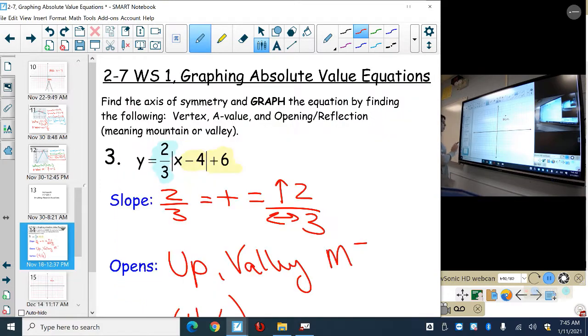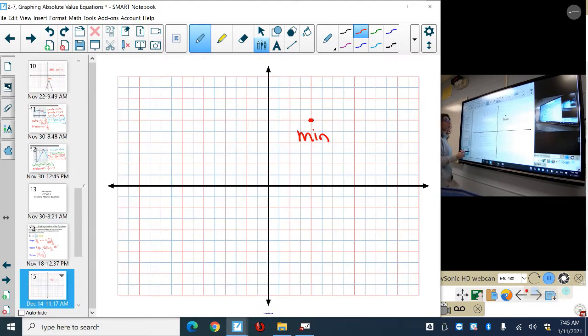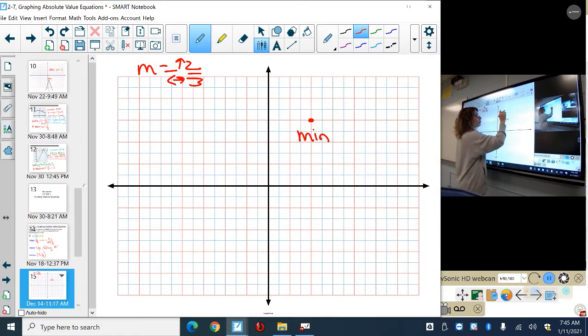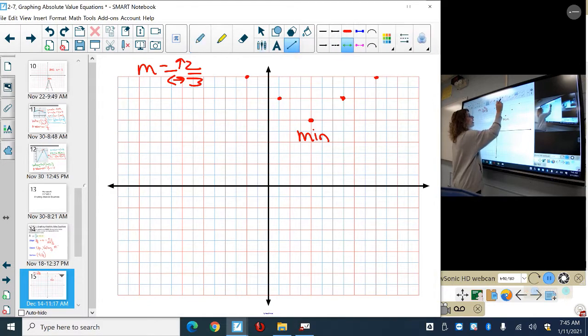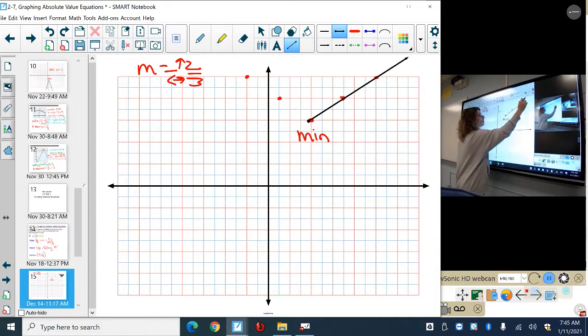Then we're going to use our slope, which is 2/3. If our slope is 2/3, we said up 2, left and right 3. So from there, up 2, 1, 2, 3 units to the right. Okay, that is the right side of the arm. So let's do the left side of the arm. Up 2 units and 1, 2, 3 to the left. And there we go.